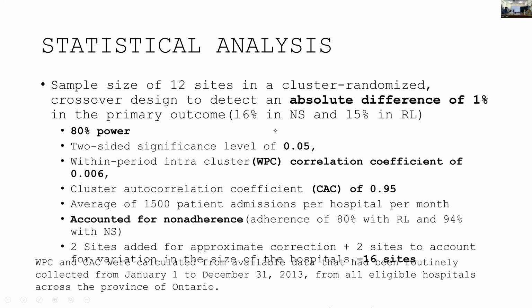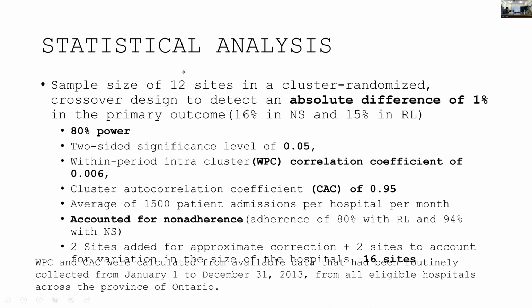So we move on to the statistical analysis. So they wanted a sample size of 12 sites in this design to get an absolute difference of 1% in the primary outcome. They thought 16% would occur in the normal saline group and 15% in the Ringer's lactate group. So for this, they wanted 80% power, two-sided significance level of 0.05. The within period intra-cluster correlation coefficient was 0.006.